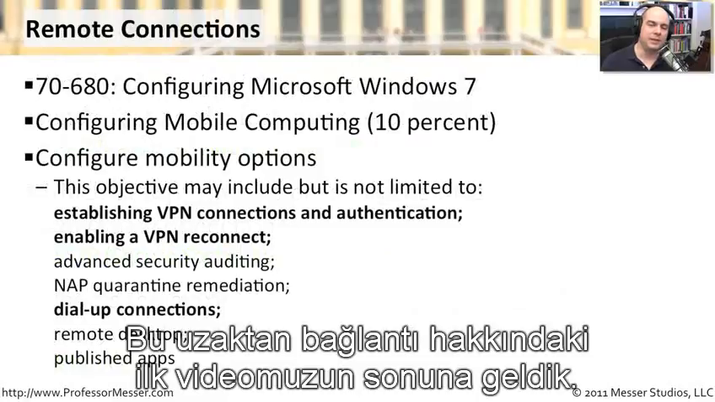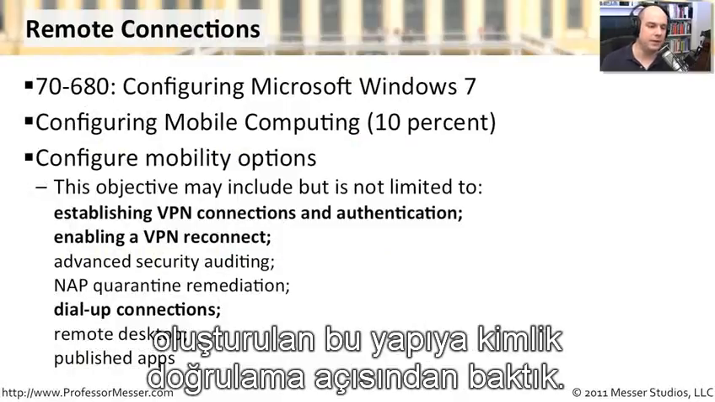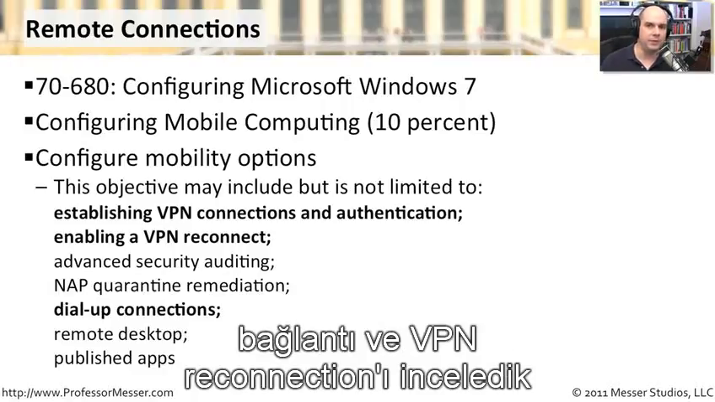That brings us to the end of our first video on remote connections. We've looked at VPN connectivity from an authentication perspective when we build up a tunnel and encrypt data across it. We've looked at dial-up connections, and we've looked at the VPN reconnection technology that's available in Windows 7.